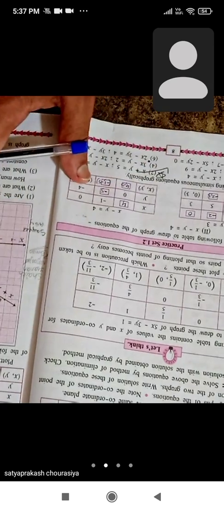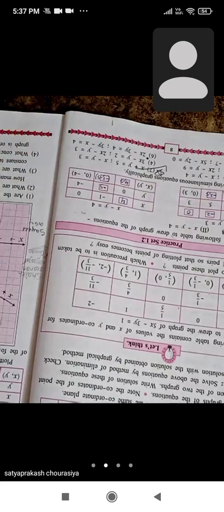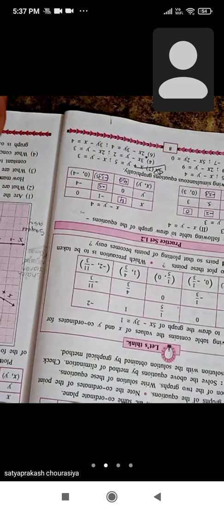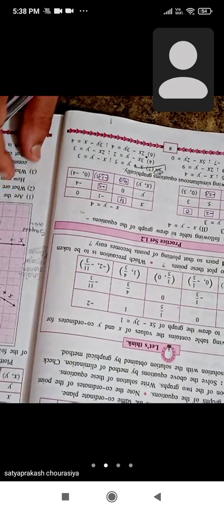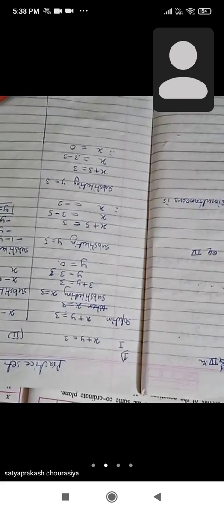Now see question 2. Solve the following simultaneous equations graphically. ग्राफ से इसको क्या करना है, सॉल्व करना है. See question number 2. Solve the following simultaneous equations graphically. So here you have to find out the 4 points on your own, and then you have to draw the graph of it.